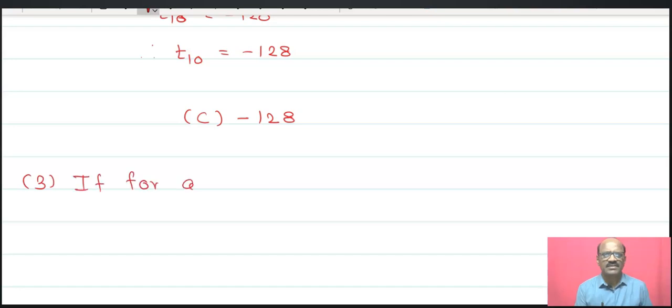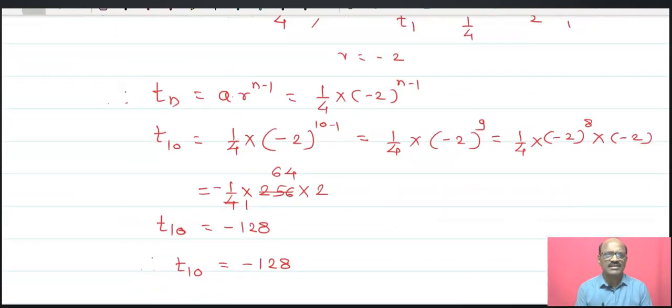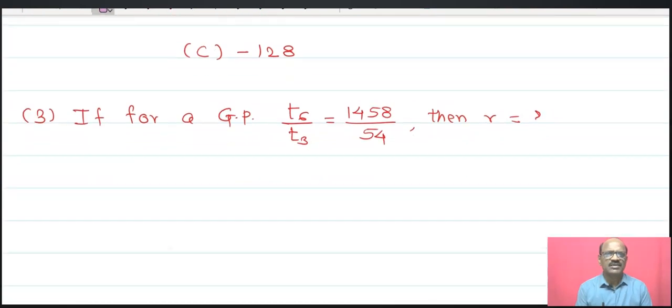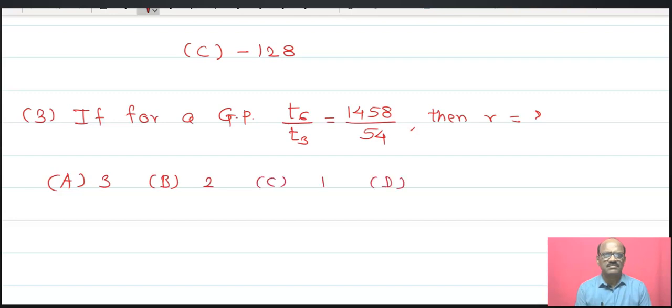If for a GP T6 upon T3 is equal to 1458 upon 54, then what is the value of R? That is here.